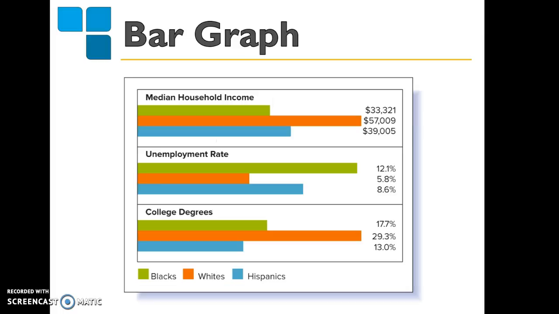Here's another one from your text I thought was a really nice one. They are doing median household income, unemployment, and college degrees based on race. So you can see they took 3 very different types of numbers, and just by using color and bar graph, they can tell a story very easily.